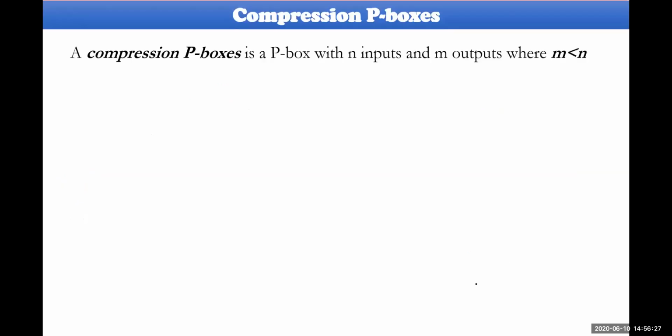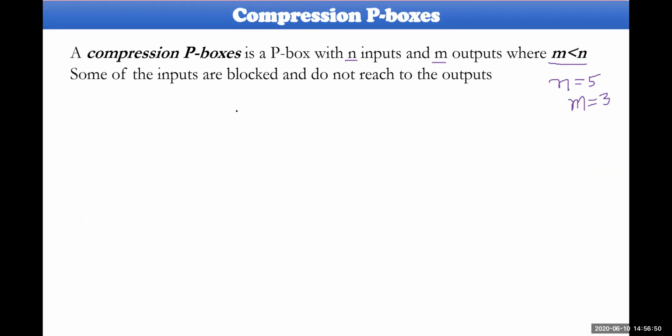Okay, compression P boxes, how could these be available? The number of inputs will be n and the number of outputs will be m, where m is always less than n. For example, n will be equal to 5 and m less than 5, let me say 3. Here also some inputs will be blocked and are not supposed to reach the outputs. They could not be sent to the output.